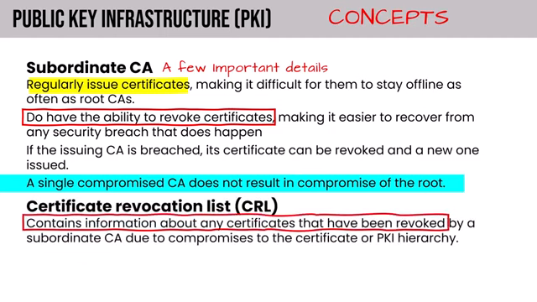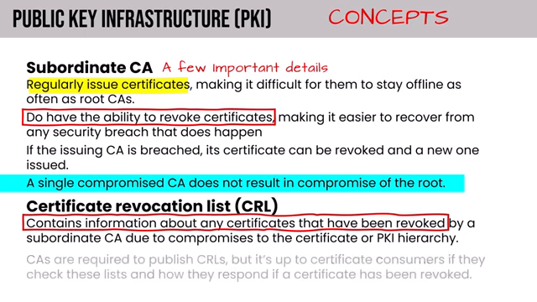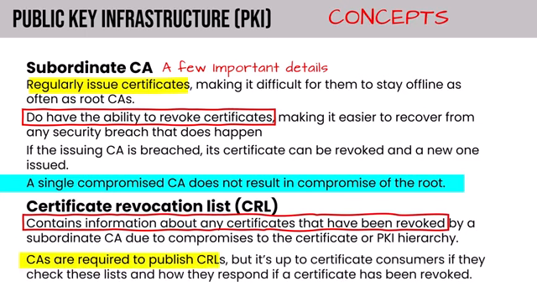So let's talk about the certificate revocation list, which contains information about any certificates that have been revoked by a subordinate CA due to a compromise to the certificate or the PKI hierarchy. CAs are required to publish CRLs, but it's up to certificate consumers, the client, if they check these lists and how they respond if a certificate has been revoked. So it's up to client behavior.